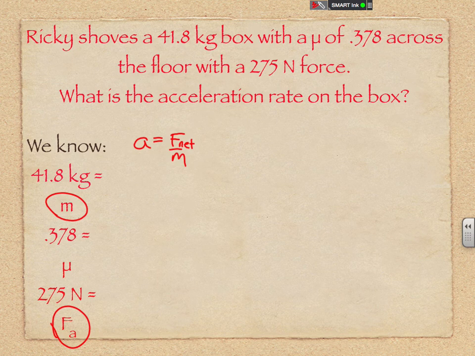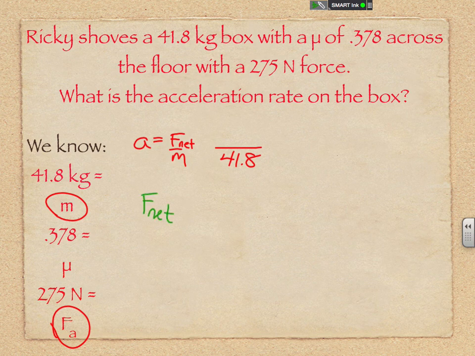So we're going to say, okay, a is equal to F net over m. Do I know the F net? No. Do I know the m? Yes. So that's going to be 41.8, and I don't know the F net. So do I cry? No, you don't cry. You say, if I don't know the F net, do I have a formula for F net? And you say, yes, I just handed you two of them a second ago. Which one am I going to want to use?